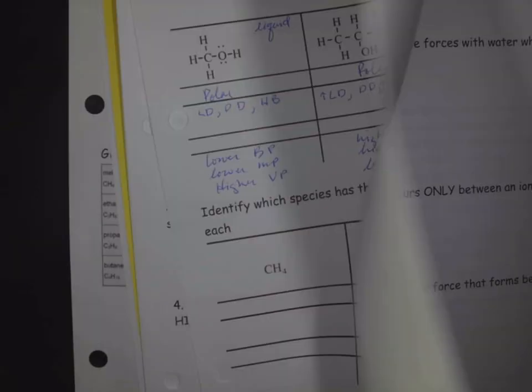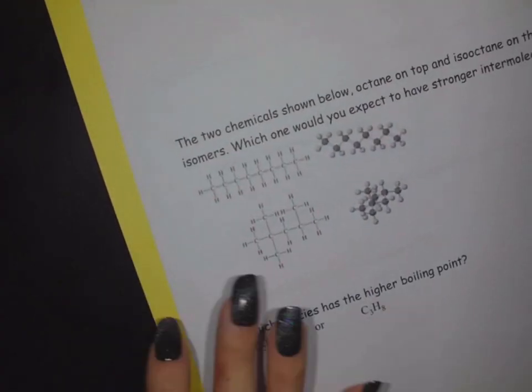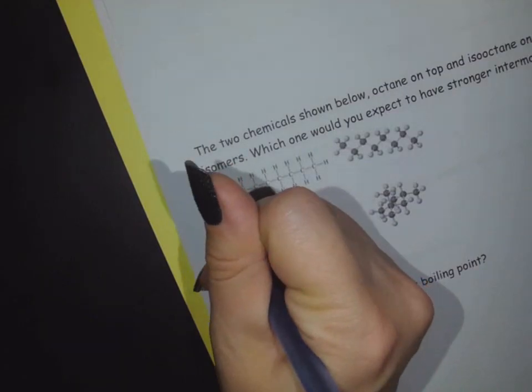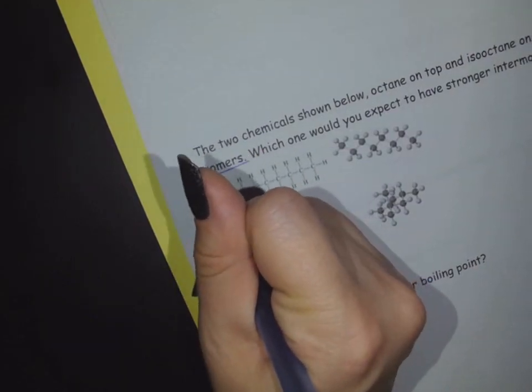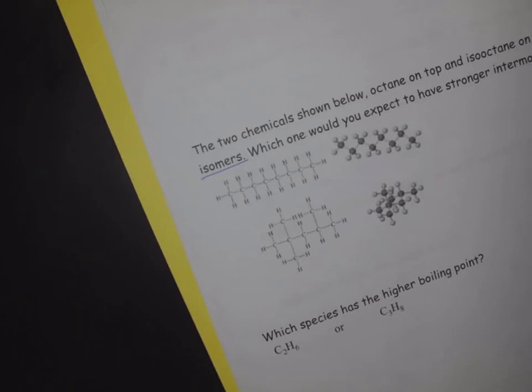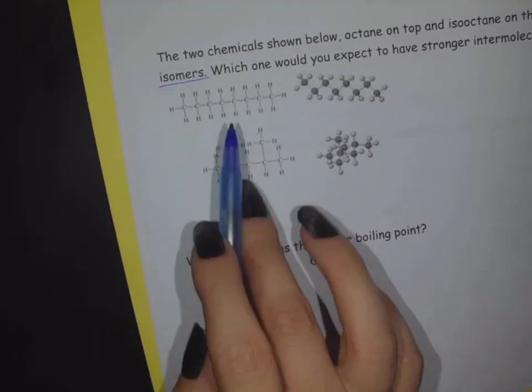Alrighty, everyone. On page 12, we have this phrasing, and I've seen it quite a bit, so just a heads up. Isomers. Isomers are two different molecules with the same chemical formula. Okay, so this is an example of an isomer.